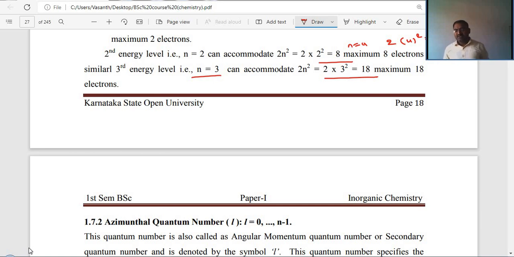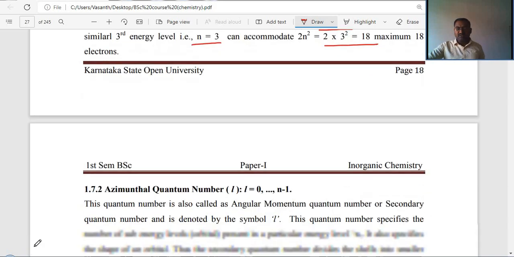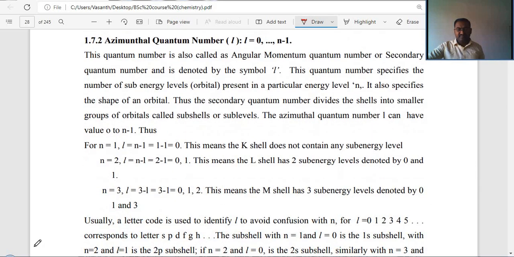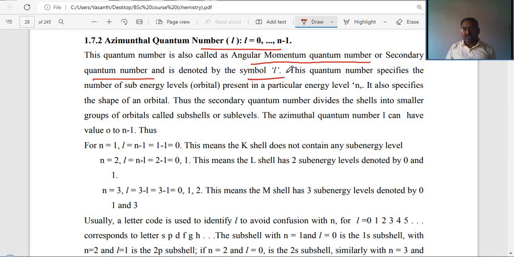The next quantum number is the azimuthal quantum number. The azimuthal quantum number is also called the subsidiary quantum number or sub-energy level. It is also called the angular momentum quantum number or secondary quantum number, and is denoted by the symbol small l.